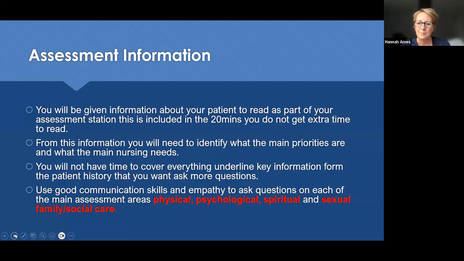So again, in the presenting issues, but also in the social history as well, look out for any kind of signs of risk or any areas there that you need to be picking up on. Underline those or do whatever you want to those so it makes it clear, and use that information to support your holistic assessment.